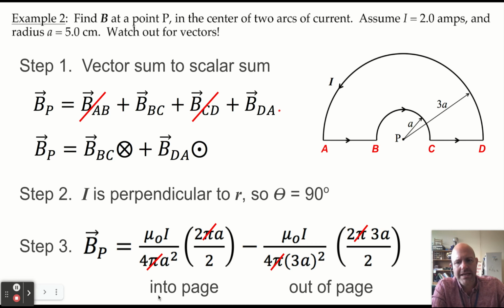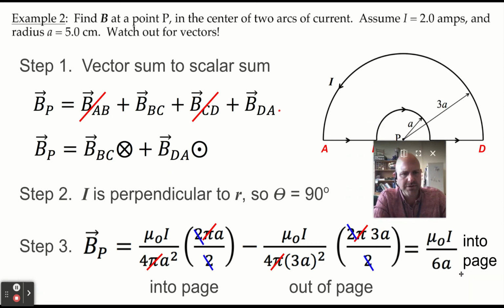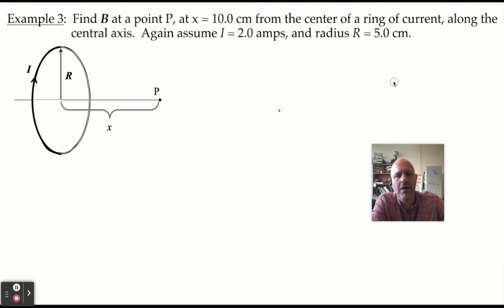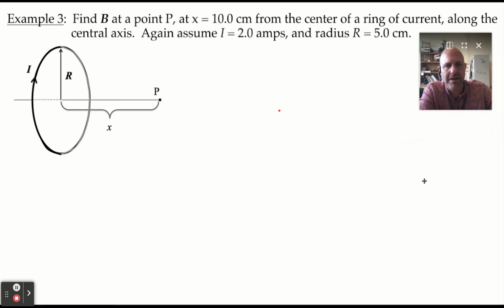We get a lot of things that cancel out nicely, and we simplify down into this final result, which is mu naught I over 6a into the page. So again, it's a relatively simple answer. We could go ahead and plug in the numbers that they gave us and find that if we wanted to.